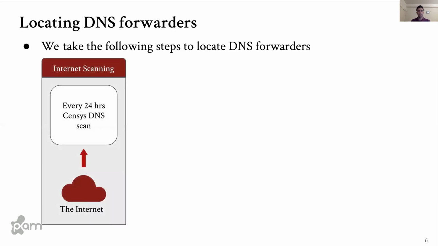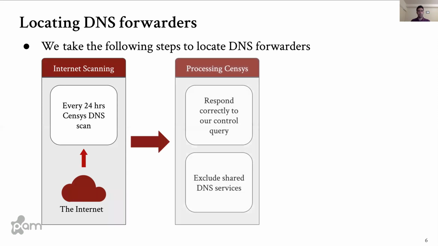We begin by extracting the results of a DNS scan from the census dataset every day. These scans send a recursive DNS query for a scan domain to the entire IPv4 address space. The name server of the scan domain will always return two answers. One, a fixed IP address of the scan domain, and two, the source IP from which the name server received the DNS query. Next, we process the census results and filter out IPs that did not respond with two correct answers, where one answer is our control answer.